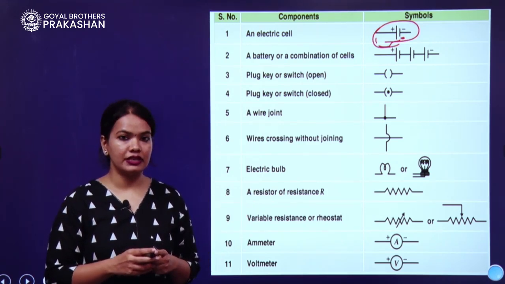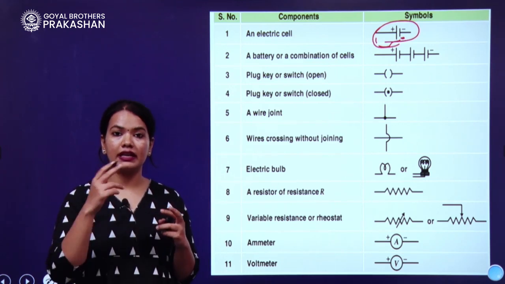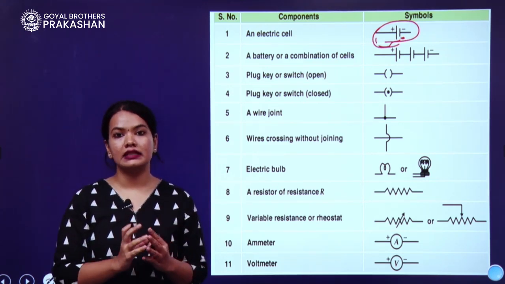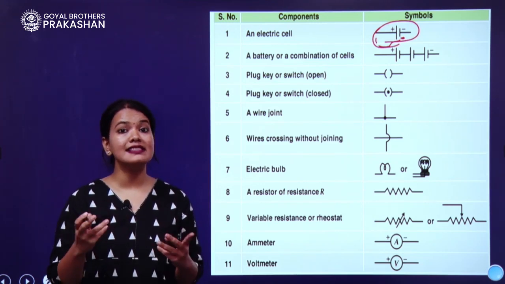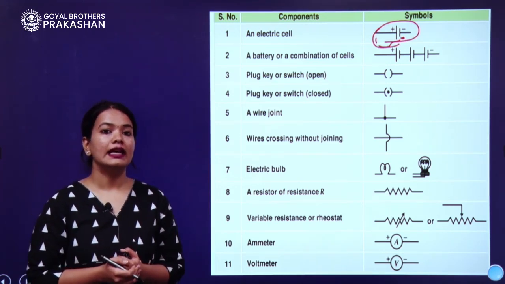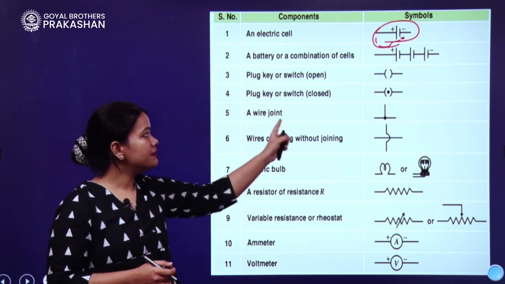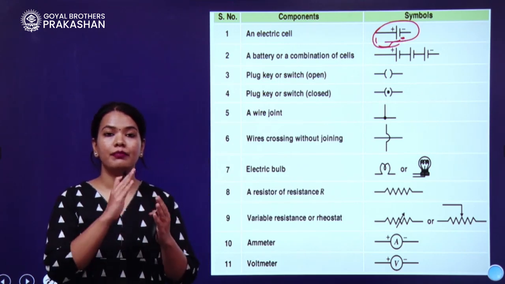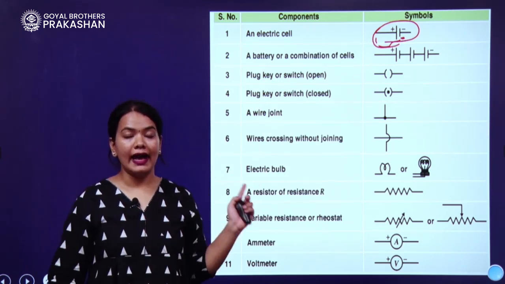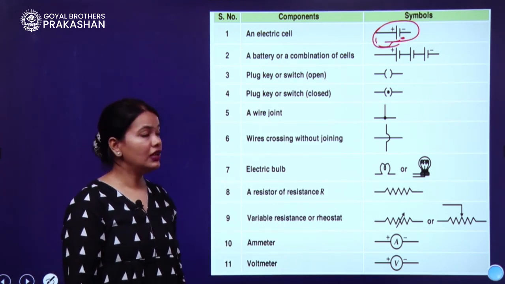How is the representation? You have three cells which are connected. And how is the connection? Positive terminal is connected to the negative terminal. This is basically called the series connection. We'll study about the series connection in great detail in the coming session, but for the time being, you should understand that this particular representation, when you have positive line, negative line, then again positive, negative, that combination gives rise to the battery, or is the representation of the battery.